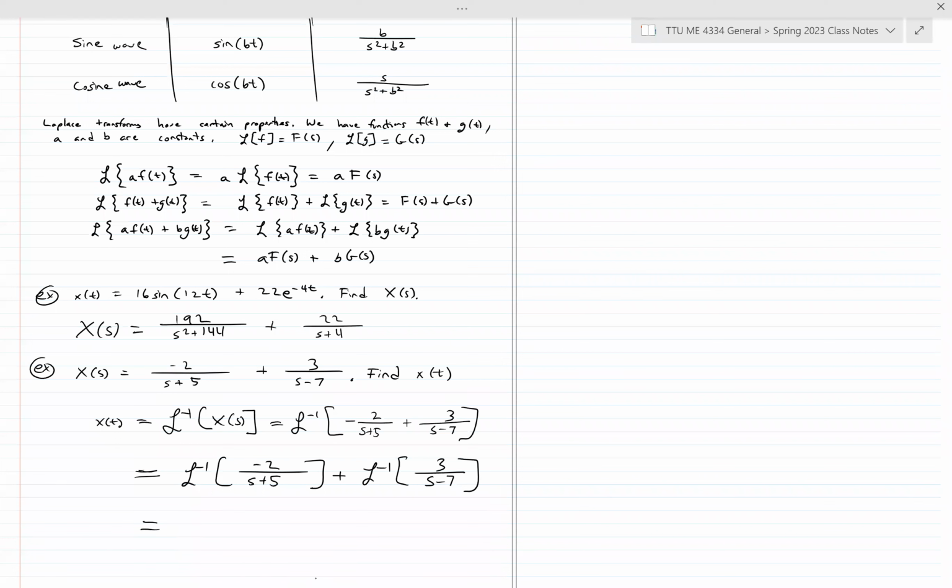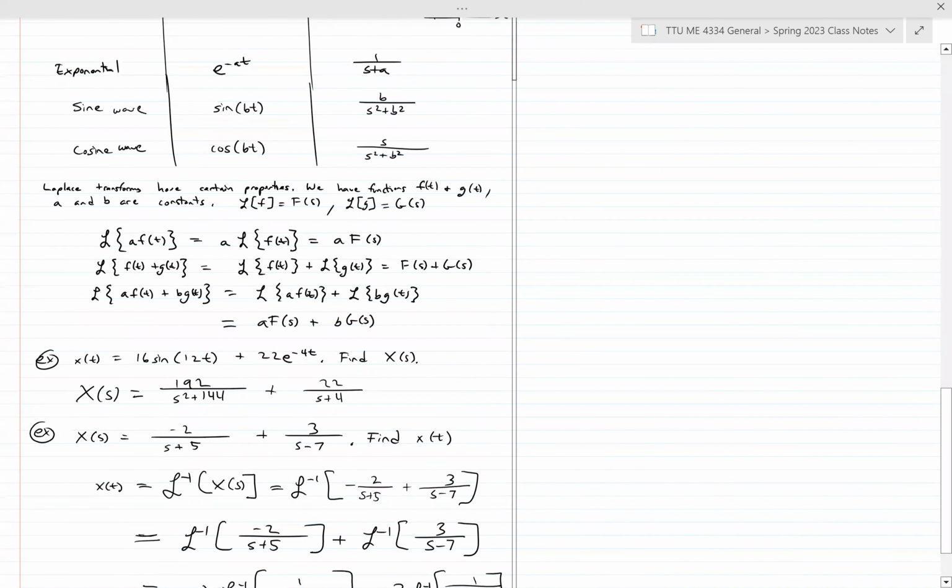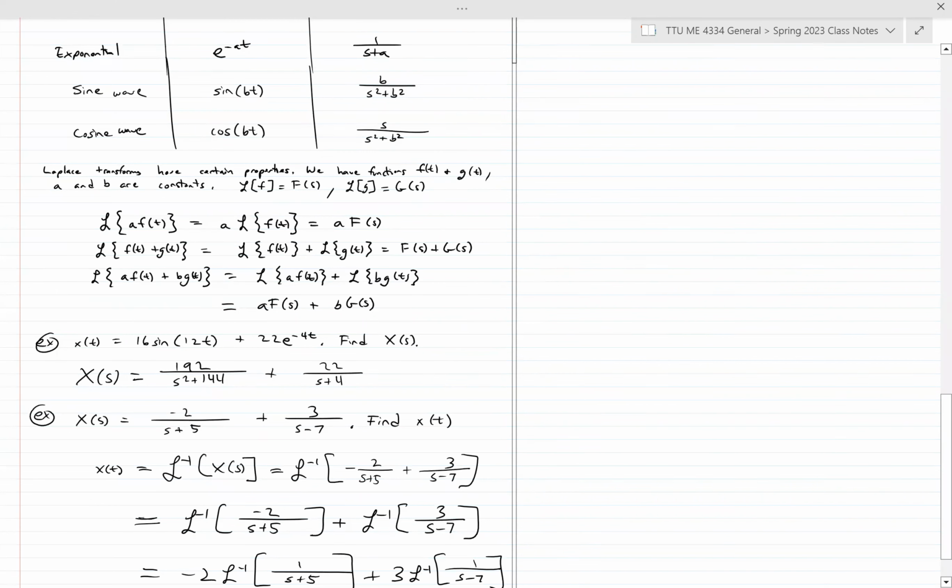Move things outside, right? So that -2 can come out. What we're trying to do is get things to be in the form of the table that we had earlier, right? Now we have things that are in the form of that table from earlier, right? If we have 1 divided by s plus a, we know what the inverse Laplace transform of it is going to be, right?